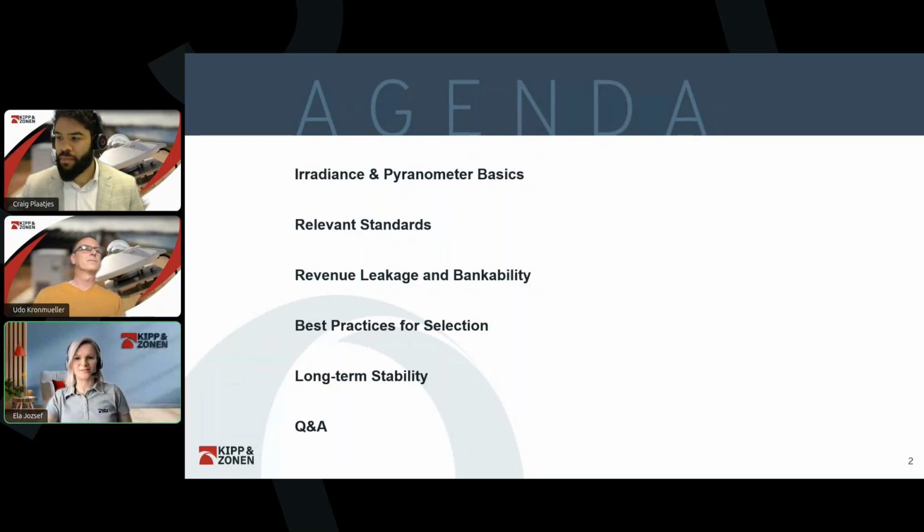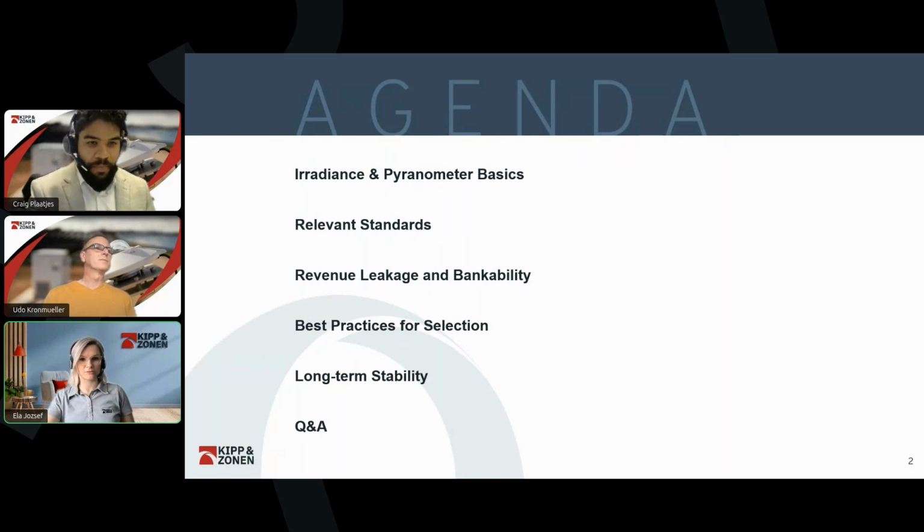And as you can see on the screen, there is our agenda for today, and this is what we're going to discuss. So we will start with the fundamentals, what irradiance is, how it's measured, and the role pyranometers play in PV performance monitoring. After that, we'll move to an overview of key international standards and what they mean for sensor selection, accuracy classes, and compliance. In the next part, we'll look at how small measurement errors can translate into significant financial impacts, affecting performance ratio calculation, warranties, O&M decisions, and asset valuation.